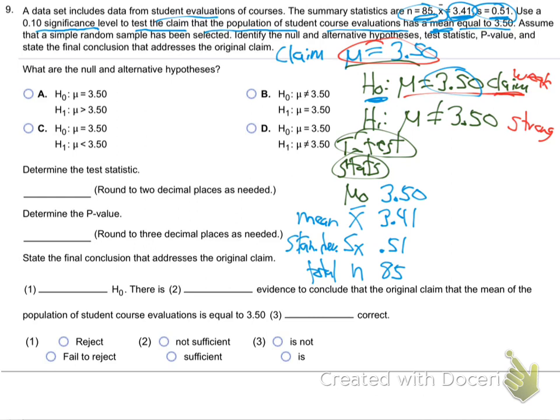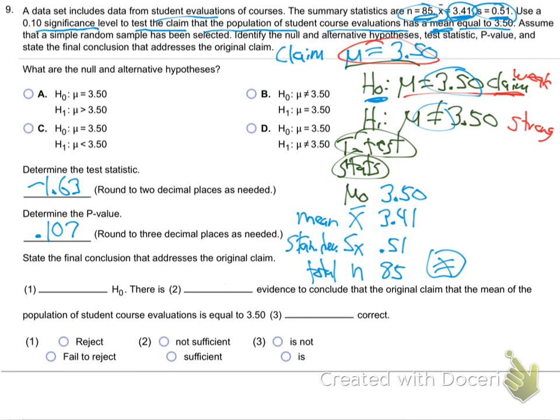So you put that information in, and you choose not equals. It's a not equals test. And then you calculate it, and here's what you get. The test statistic comes out to be minus 1.63 on your calculator. The P-value is 0.107, rounded to 3 places.